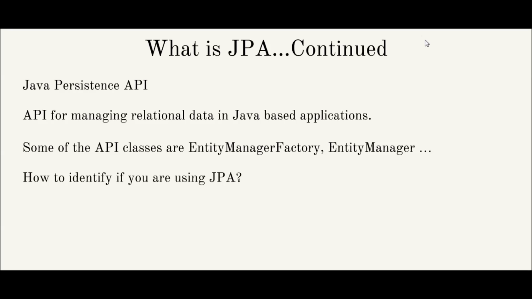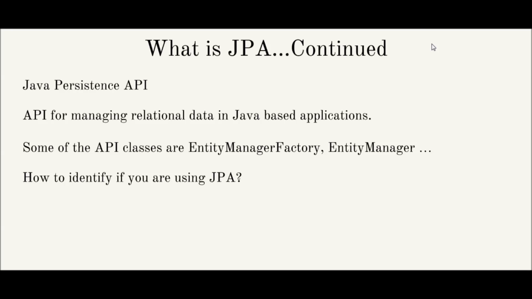Now, how do you identify if your application is using JPA? So let's say you're going to work on an application which is already existing, and now you want to continue working on it, and you want to find out if your application is using JPA. So what you need to do is just look for classes in the workspace which are using the javax.persistence package. So if you're importing classes from that package, that means you are using JPA.